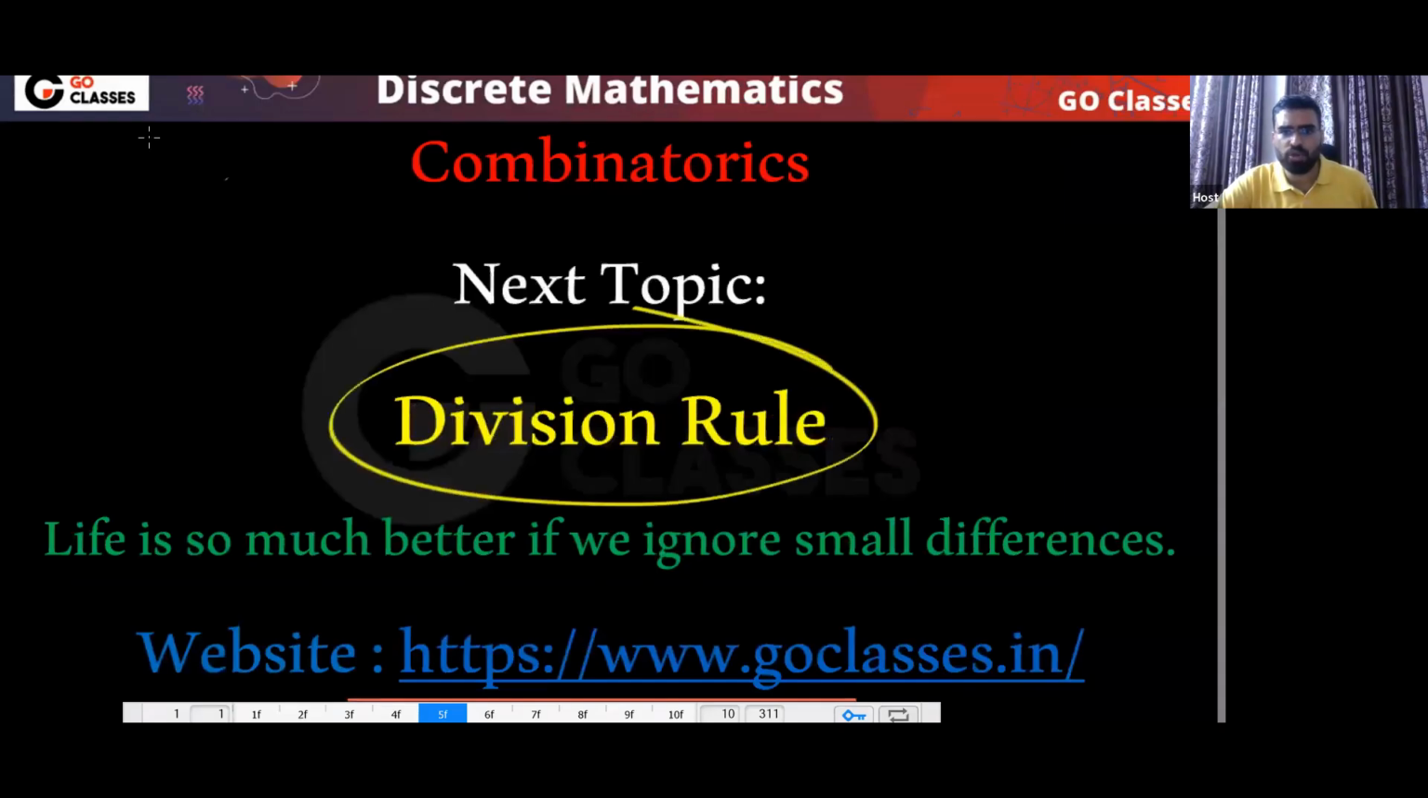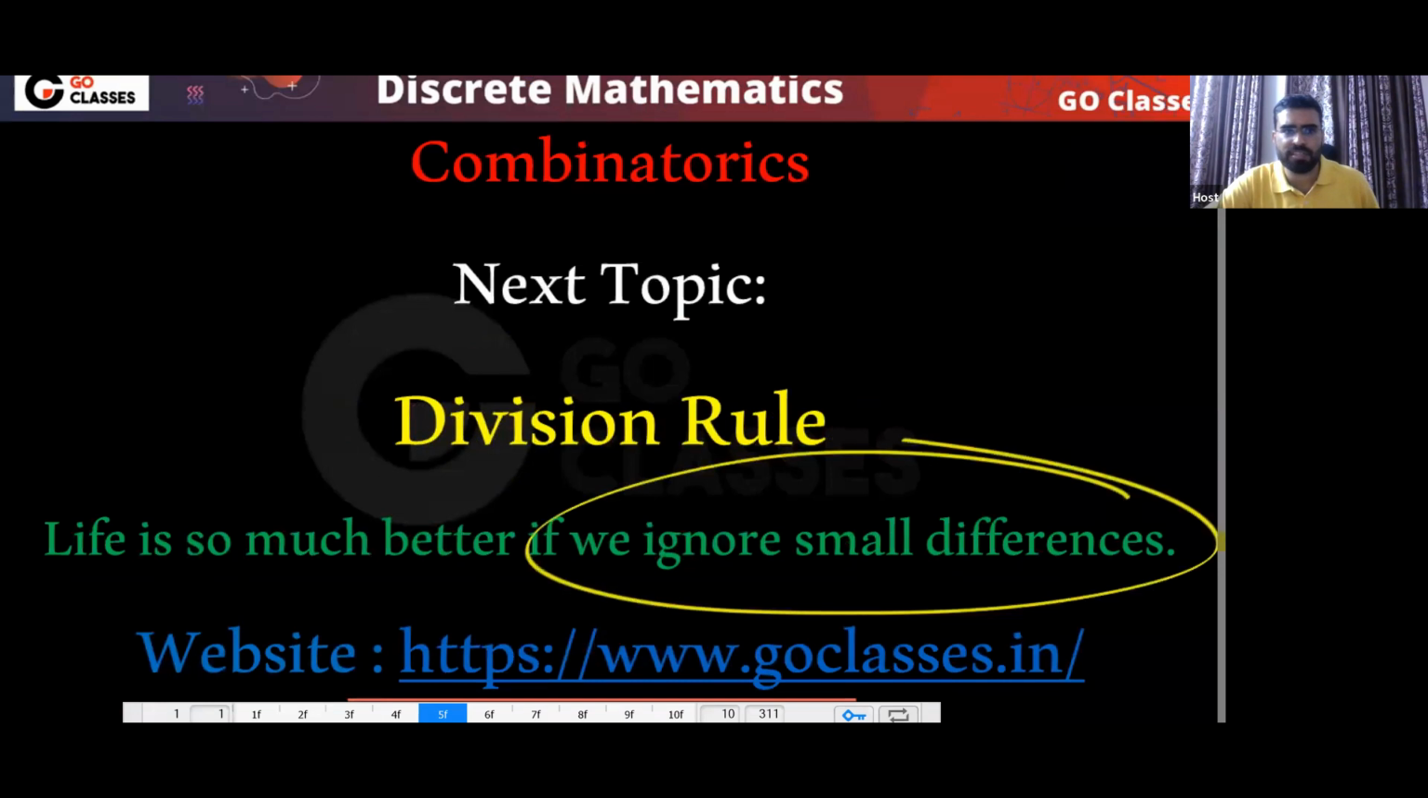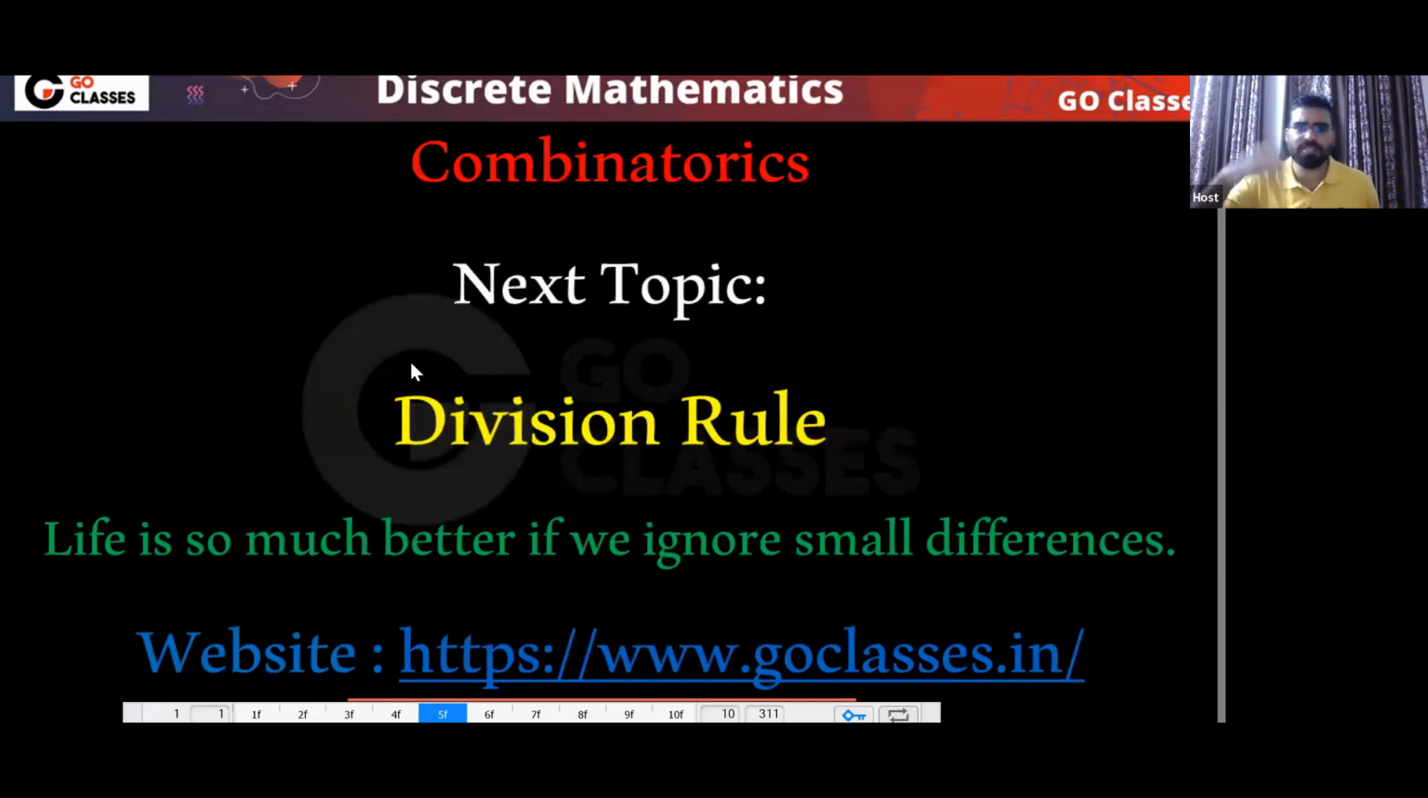In the last class, I told you what the division principle is. Basically, the division principle means life is better if we ignore small differences. Sometimes a counting problem will be given to you, and if you ignore small differences, then that problem will become easy. You can calculate very easily if you ignore small differences.